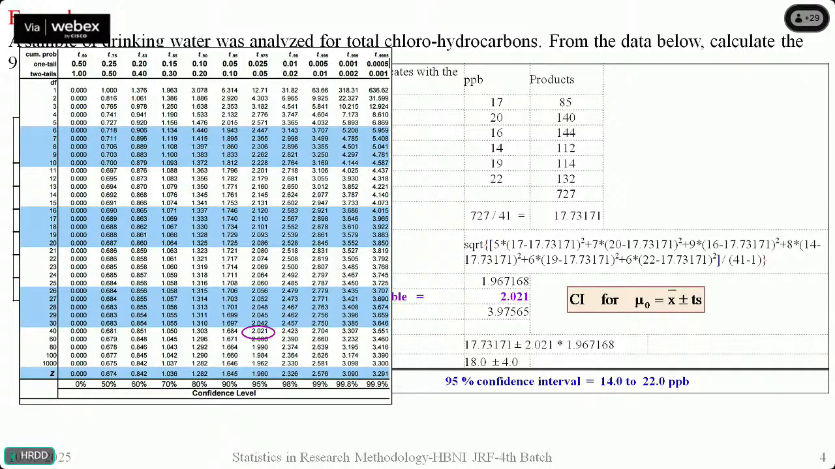Does anybody need my help to read this table, T table?